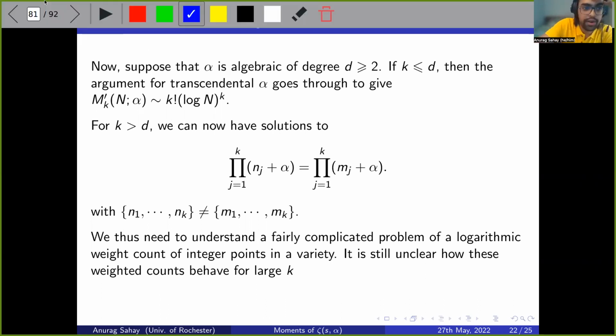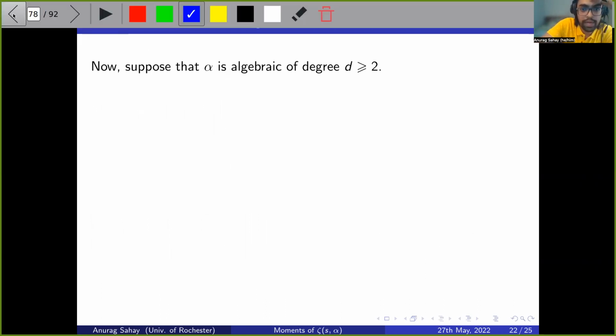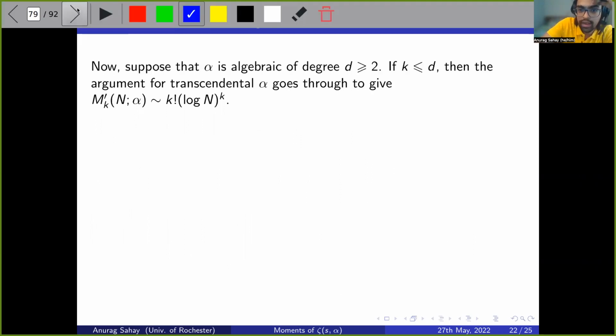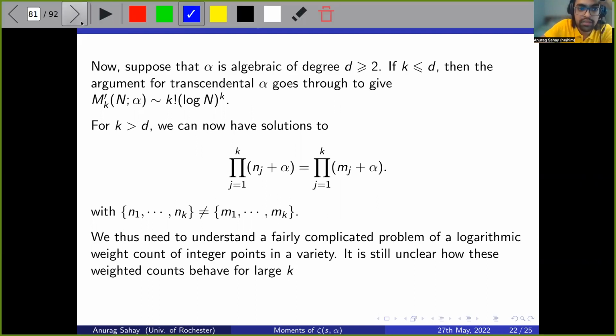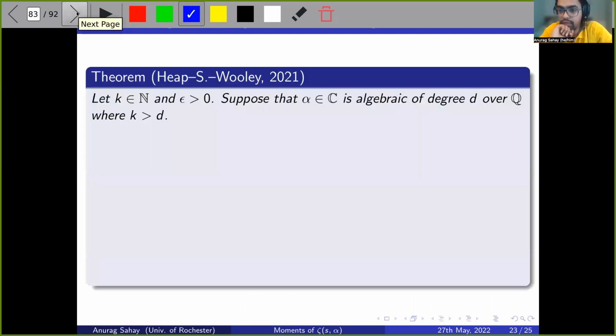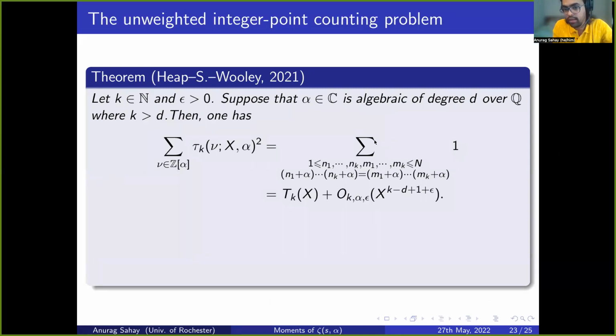It's a logarithmic weight count, right? Because if you go back to what we're looking at, we're weighting it by 1 over nj plus alpha. So there's a logarithmic weight, and you're counting solutions to this equality. So it gets fairly hairy, and it's not clear to me, at least, how this count behaves for large k. But you can say something if you drop the logarithmic weights, and that was the content of Trevor's talk. If alpha is algebraic of degree d, where k is bigger than d, then this quantity, the same sum but without the logarithmic weights, is actually exactly what you would get if the only solutions were the ones which involve permutations.